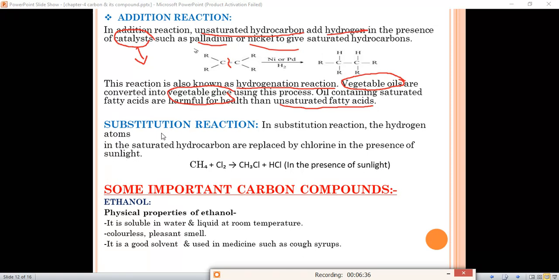Substitution means changing the places, taking the places. Okay, in substitution reaction, the hydrogen atoms in the saturated hydrocarbon are replaced by chlorine in the presence of sunlight. This reaction will take place in saturated hydrocarbon. For example, methane CH4 plus chlorine Cl2: one of the hydrogen atoms will be replaced by chlorine and it will form CH3Cl and the other H, and that H will combine with the other chlorine to form HCl, and this reaction will take place in the presence of sunlight.